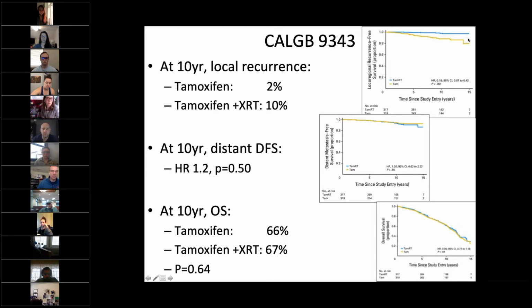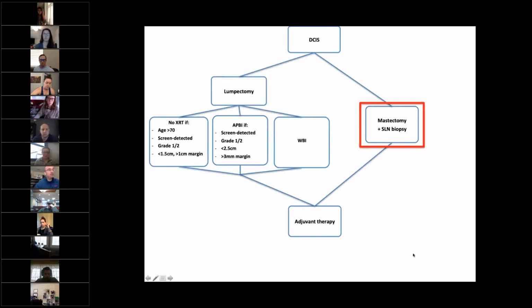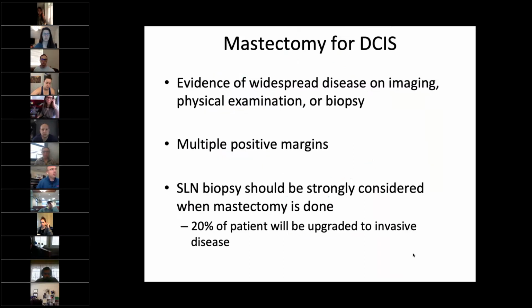So again, you have to think about every patient a little differently. If they have a 15-year mortality that's pretty high, then they probably don't need to reduce their risk of breast cancer local recurrence by 50%. It just doesn't make a difference for them. Okay, so that's radiation for DCIS. Who needs a mastectomy? We already covered this, but one thing we didn't talk about is evidence of widespread disease on imaging, physical exam, or biopsy.